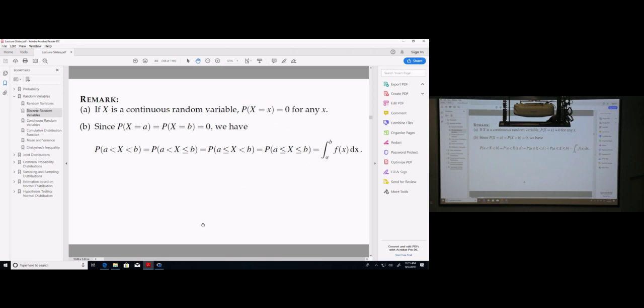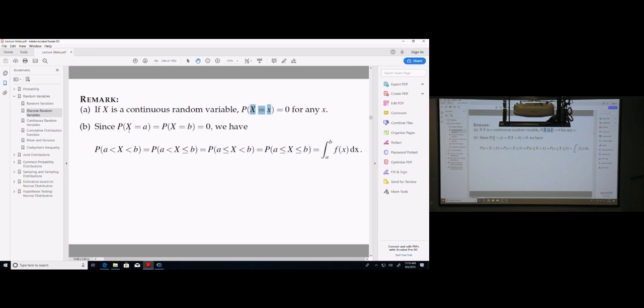And if X is a continuous random variable, the probability of X equal to small x is equal to 0 for any x. This is the point that I made somewhere quite earlier in this module: this does not mean it is an empty set, because for a continuous random variable this may happen, but it happens with probability 0.